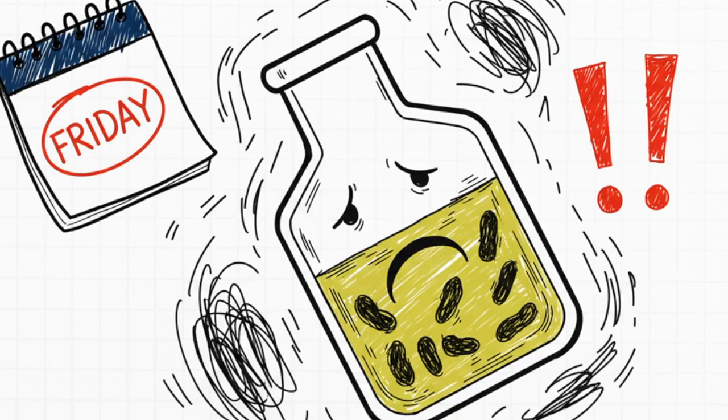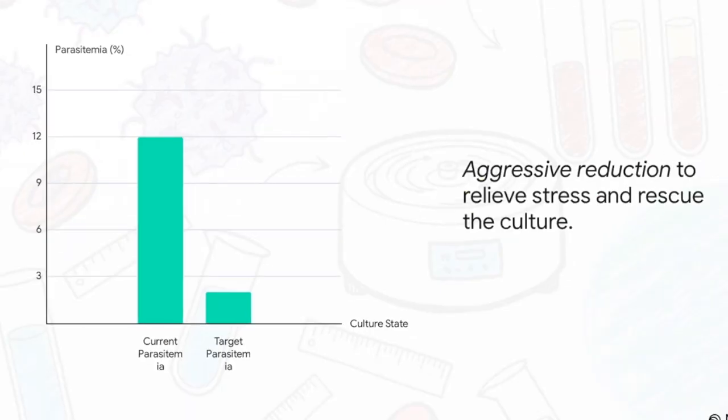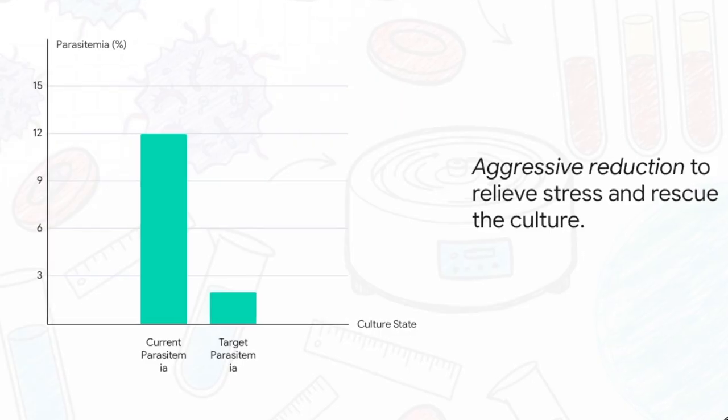Oh man, we've all been there. The dreaded Friday afternoon disaster. You check your culture, the parasitemia is through the roof. The medium is turning yellow. The culture is totally stressed out. It's about to crash, and you have to do something right now. This isn't a routine passage. This is a full-on rescue mission.